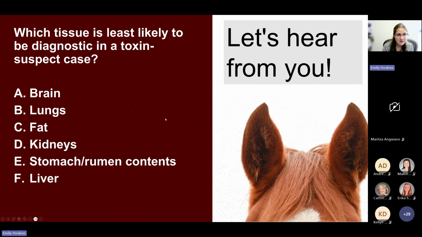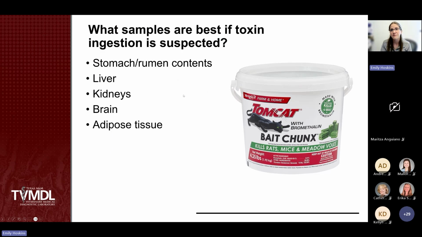There's always exceptions, but in general, the samples that are best if a toxin ingestion is suspected are going to be stomach or rumen contents, liver, kidneys, the brain, and then adipose tissue. Adipose tissue is tricky. I feel like it's one that tends to get forgotten. I have bromethalin up here because it causes neurologic signs, and you would think that it would be the brain that would store most of that toxin, but it tends to actually be stored in the adipose tissue. So a little bit of a tricky example, but a good one to keep in mind.